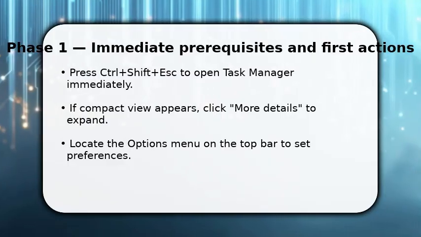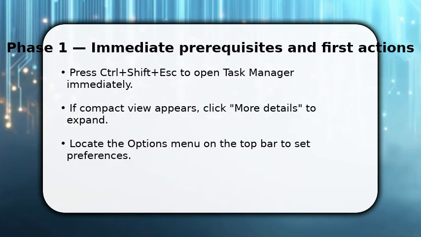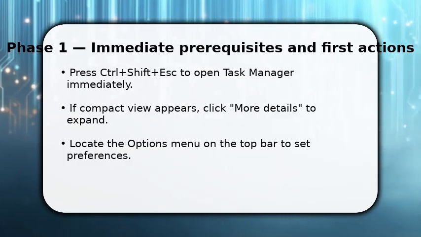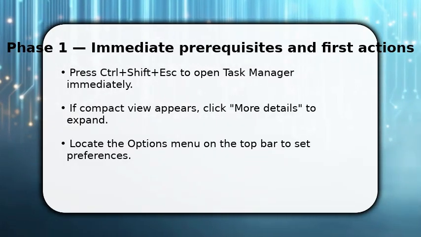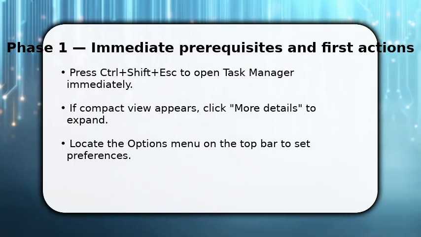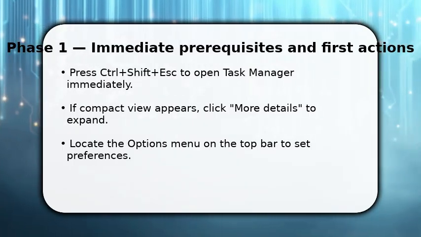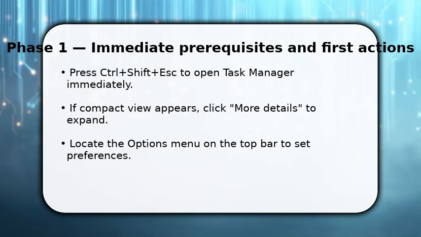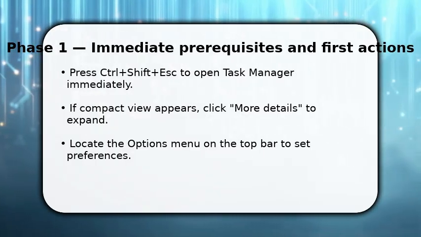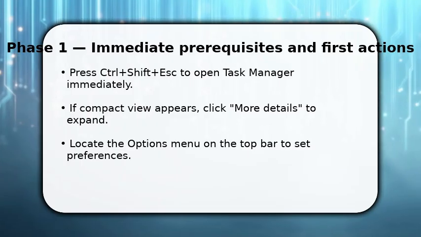You start by launching Task Manager now. Press Ctrl plus Shift plus ESC to get straight into it. Once it opens, make sure you switch out of Compact View by clicking More Details so you see the full menus. Then look to the top bar and select Options. That's where the Always on Top toggle lives.